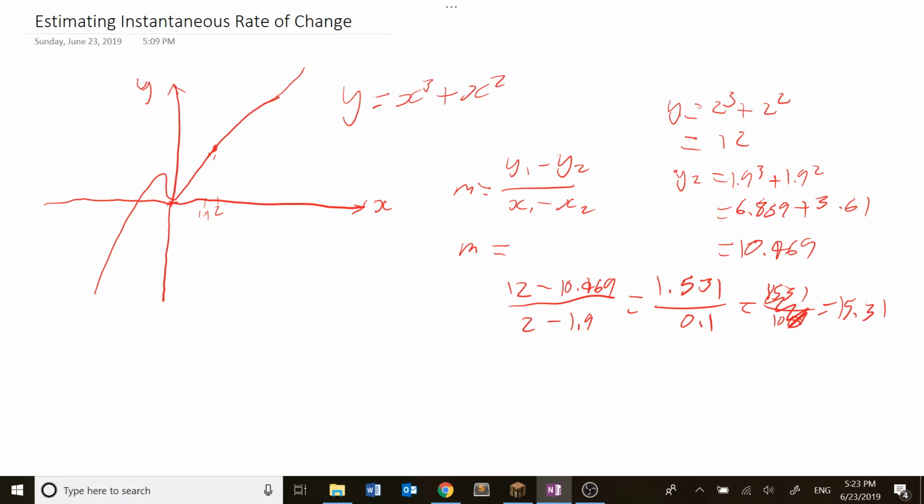Now, leading on from this, next video I'll be showing you a much more exact method of this using first principles.